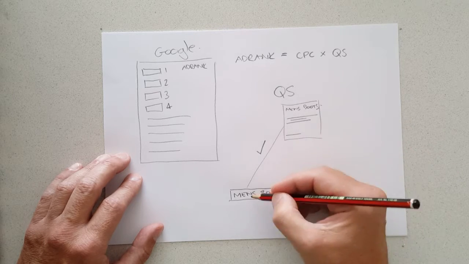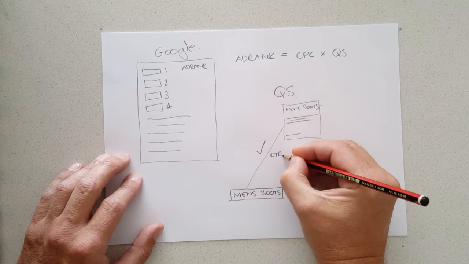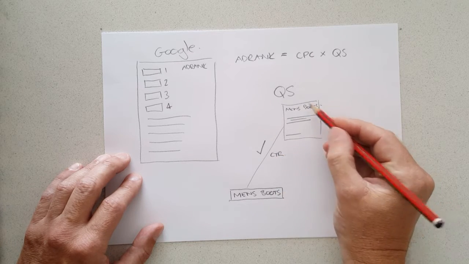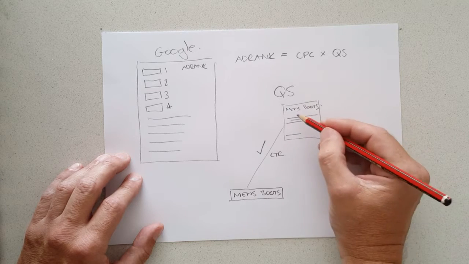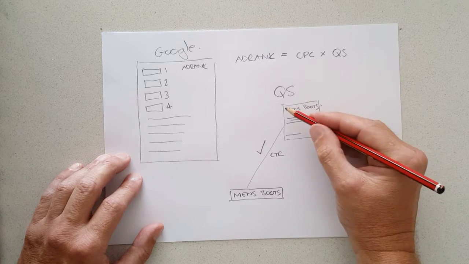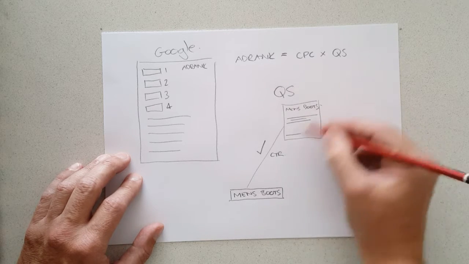That in turn, because there is a good relevancy there, will provide a nice strong click-through rate. So more people will click on that ad with that search than if that was completely irrelevant, like it just said ladies' boots or shoes. You might get a click, but nowhere near as strong as something that relates.